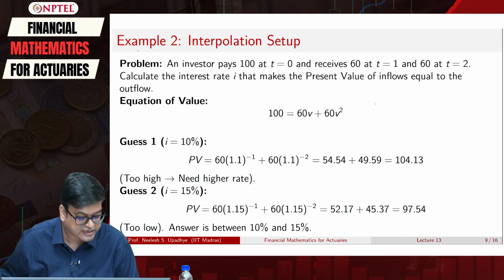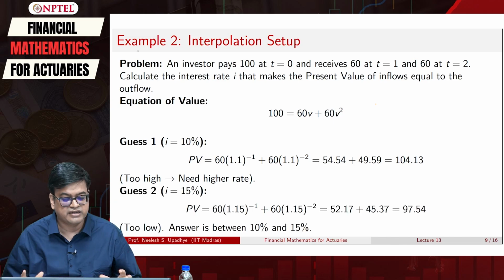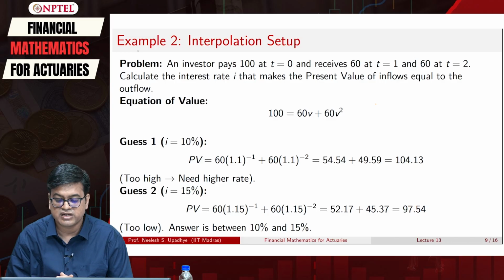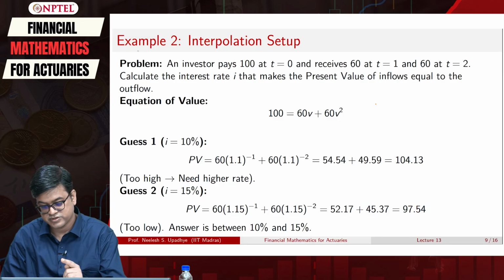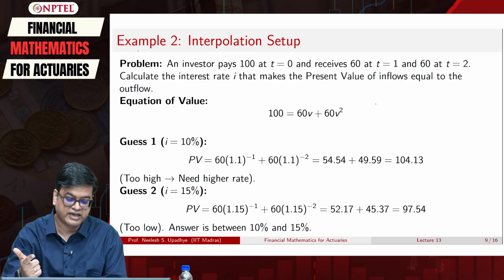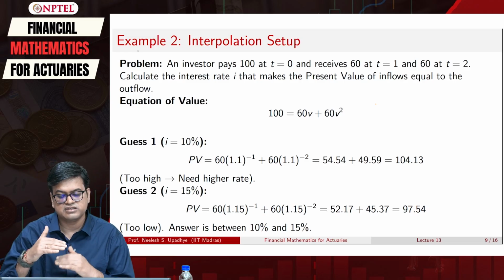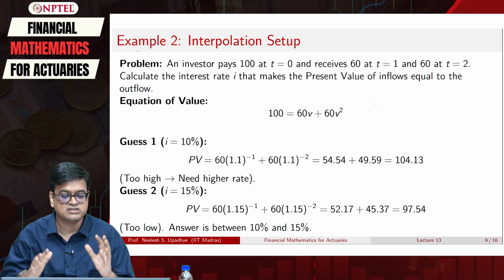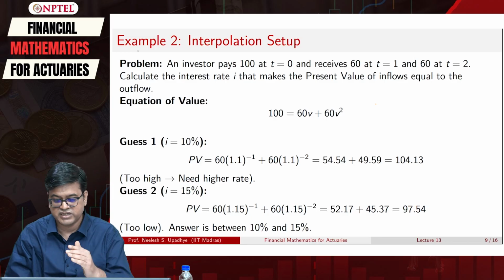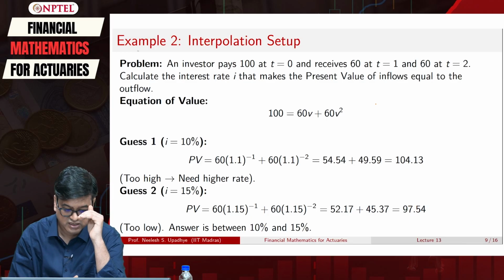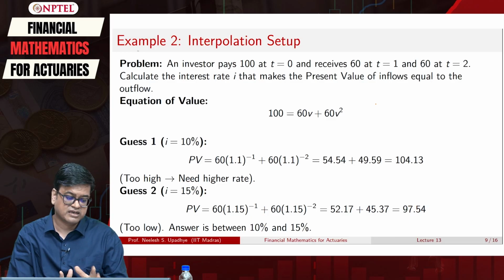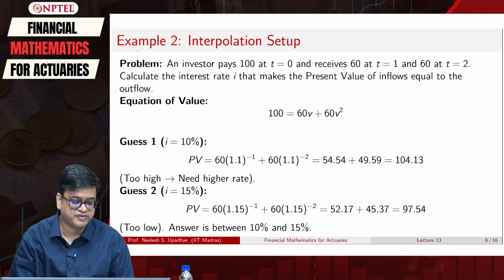Okay, so I have taken a rate of 15%, again did the same calculation and got 97.54, which is very good for me. So it's low and that is high, but I am deviating significantly from 100. Okay, so one is roughly close to 105, another one is roughly close to 97. So the answer I can guess is between 10 and 15.